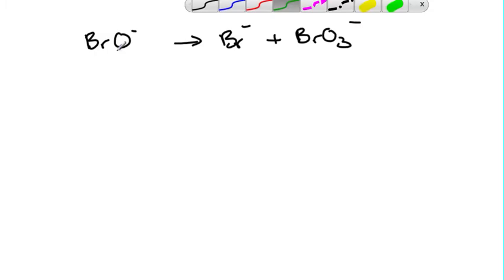Equation using number 4 in your big packet that I gave in class. So we have BrO- going to make Br- plus BrO3-. Okay, so what we're going to do now is first find the oxidation numbers. Here the oxidation number of oxygen would be -2. That gives me a -2.